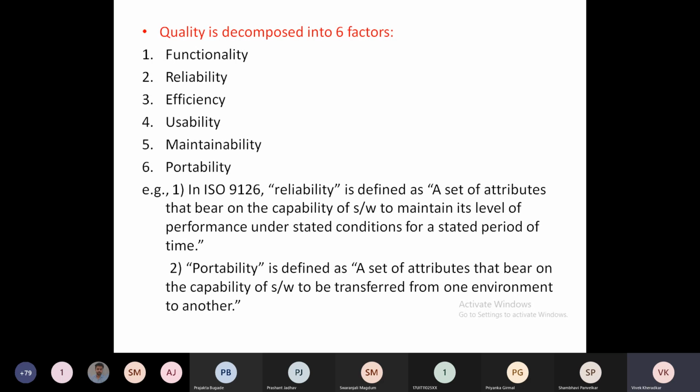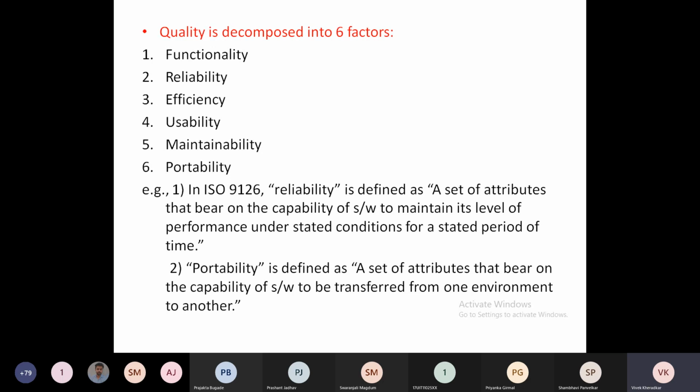According to the ISO 9126 standard, they have defined each of these factors. So what is the definition of reliability? Reliability is a set of attributes that bears on the capability of the software to maintain its level of performance under stated conditions. Reliability means the probability of failure-free operation. So what is the bearing capability of those software attributes by which we can measure reliability?